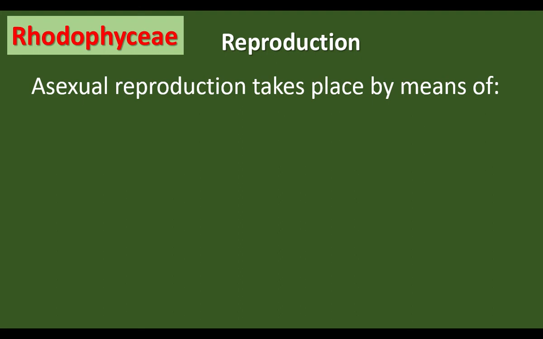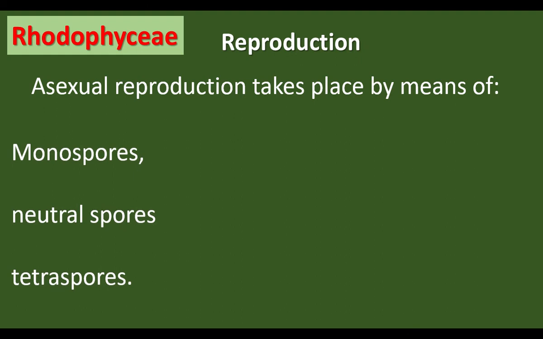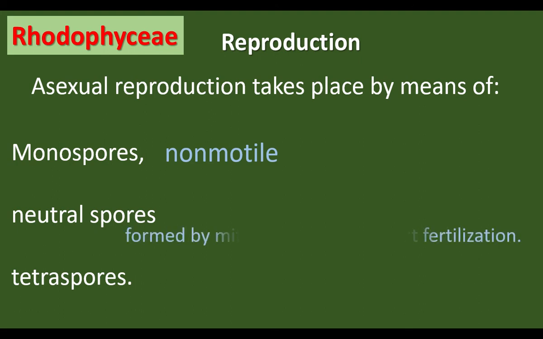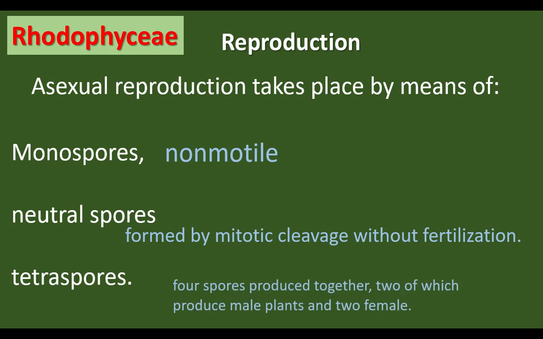Asexual reproduction takes place by means of monospores, neutral spores, and tetraspores. Monospores are non-motile spores produced by the members which show alternation of generation. Neutral spores are produced by mitosis without fertilization. Tetraspores are produced by meiosis. They consist of 4 spores, of which 2 produce male plants and another 2 produce female plants.